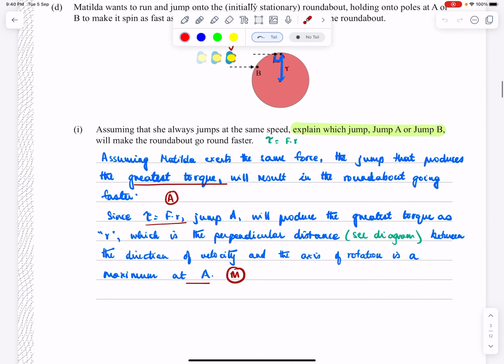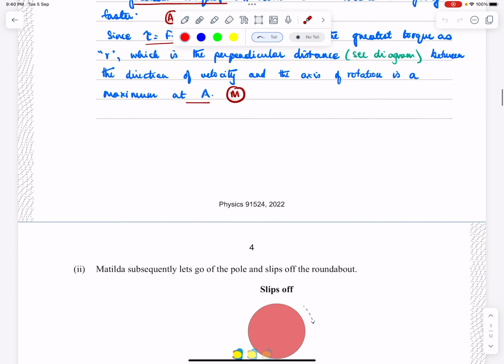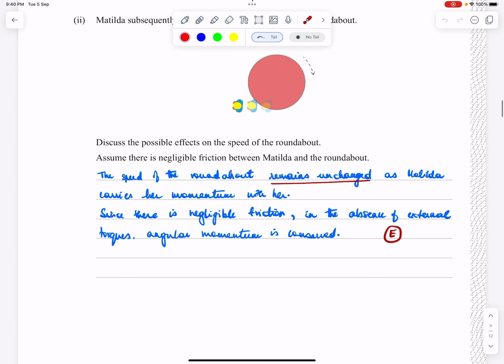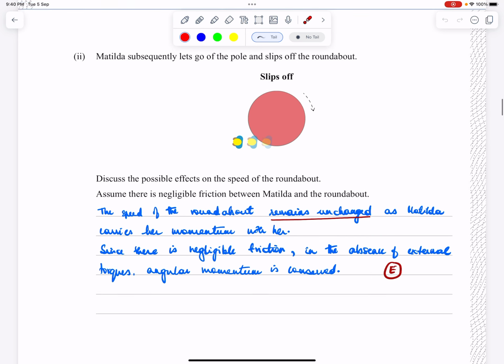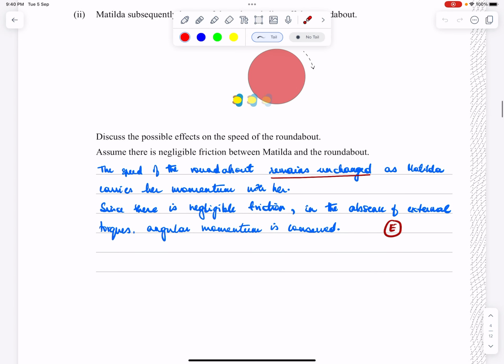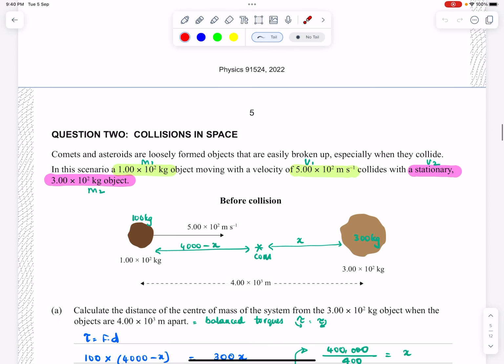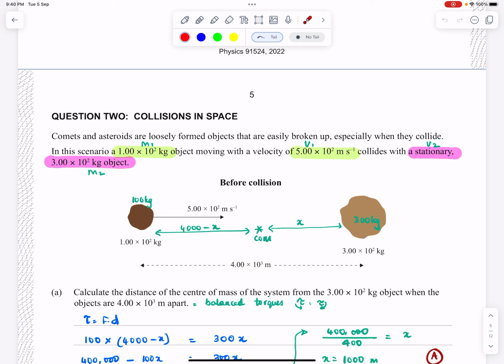If you got all these parts correct, part 1 and part 2, and you got everything right, it's excellence. If you made one error, that's probably merit. And if you had one thing right, that's an achieved. Now moving on to question 2, collisions in space.